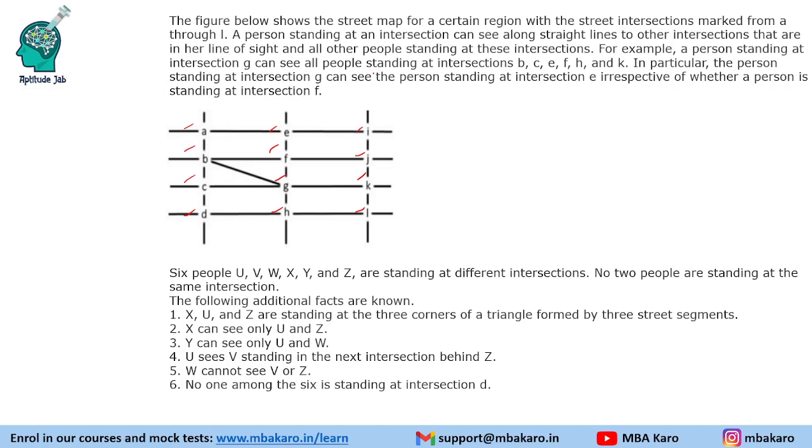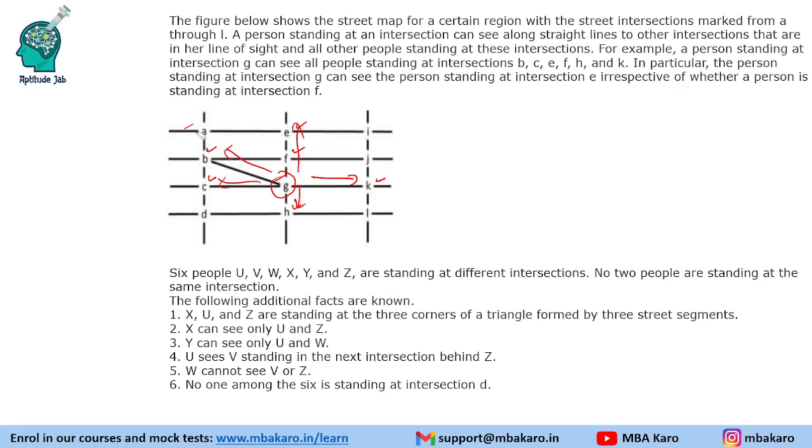For example, suppose a person is standing at G. The person can see people at B, C, E, F, H and K. So these are the people the person at G can see because these are in the line of sight.